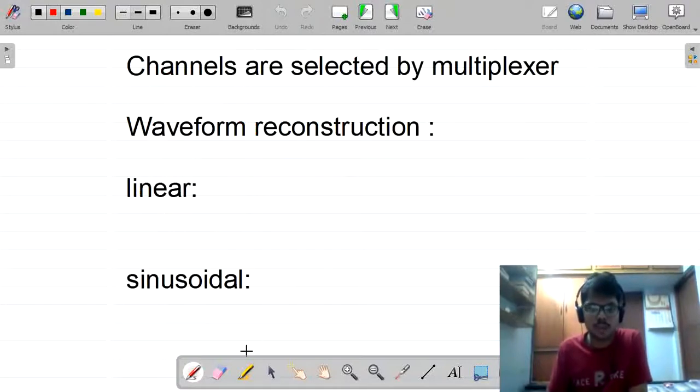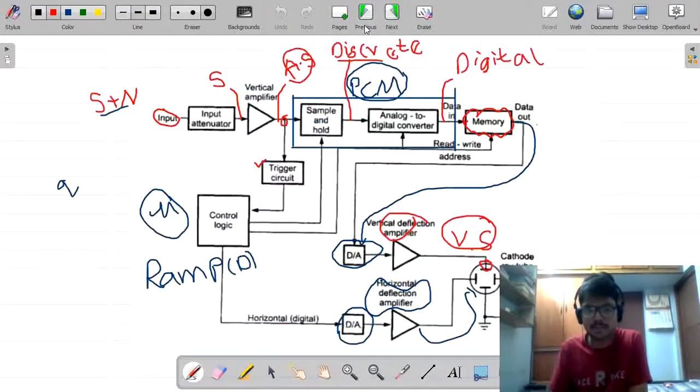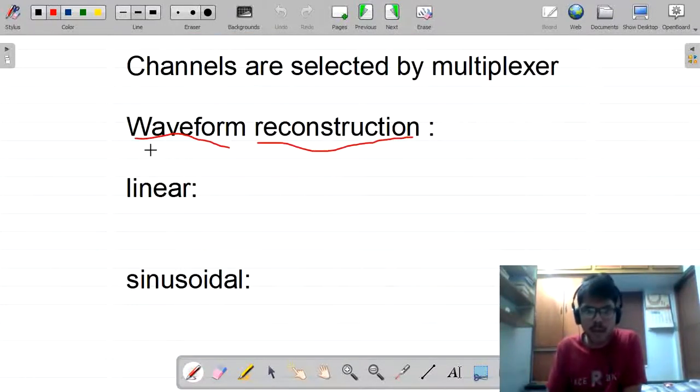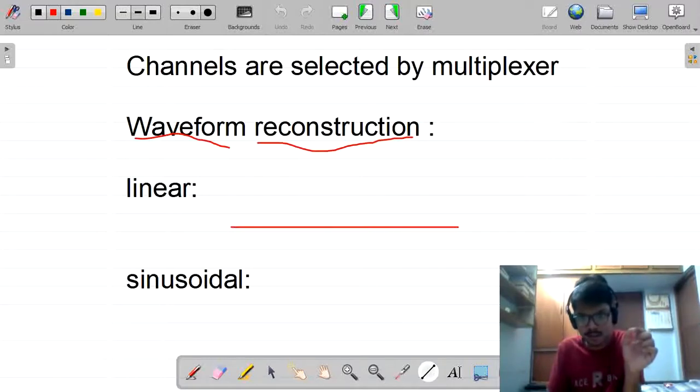Now the waveform reconstruction. Why do we need to reconstruct the waveform? From this we can clearly see that at this point, D to A, the digital to analog converter, our waveform must be reconstructed such that here we can display our analog signal. Right now, our waveform reconstruction is done in two ways. The first one is linear reconstruction. In the process of linear reconstruction, what will we do?